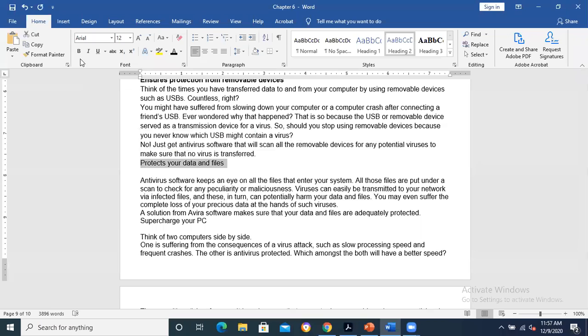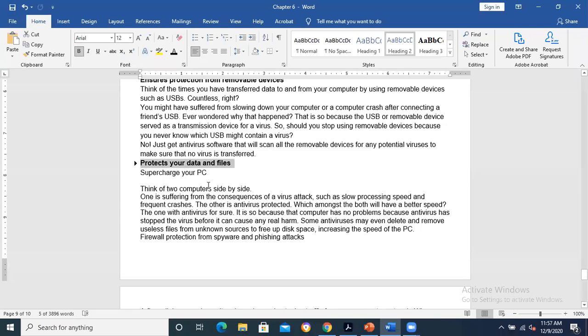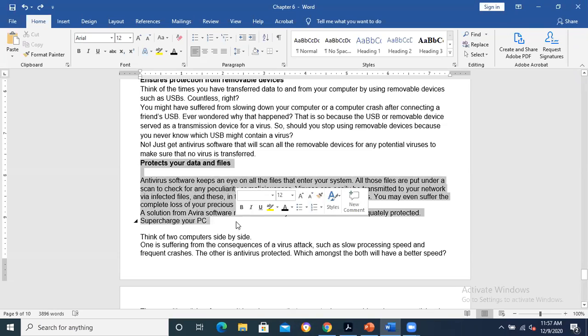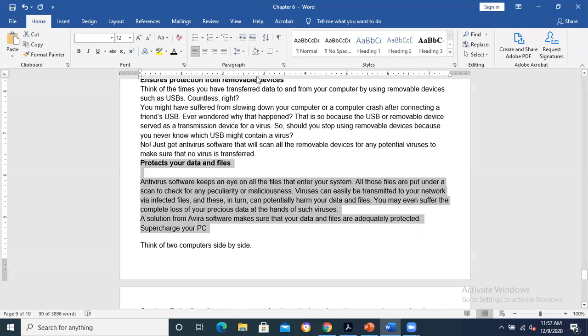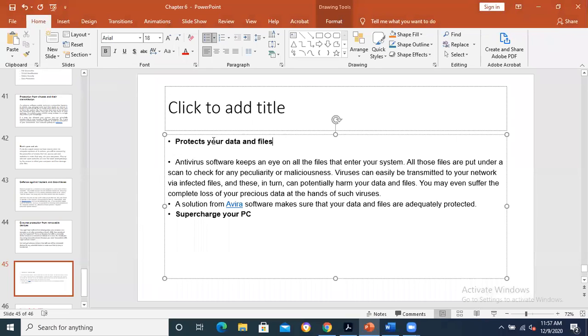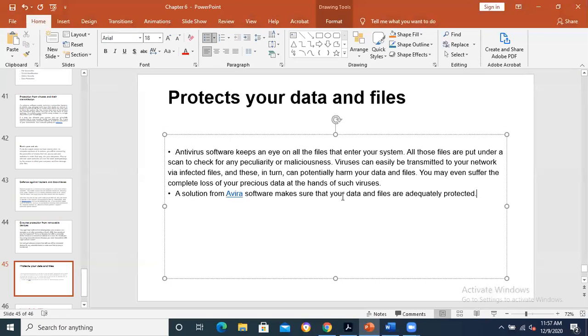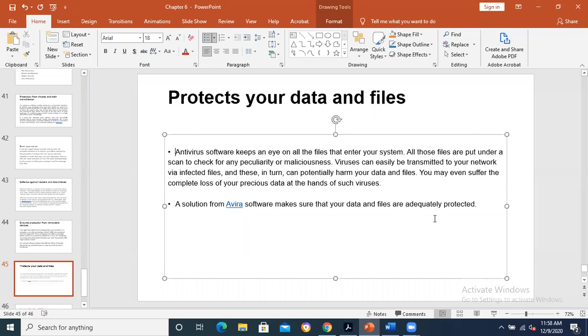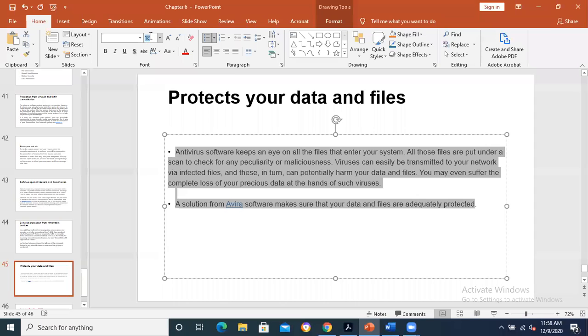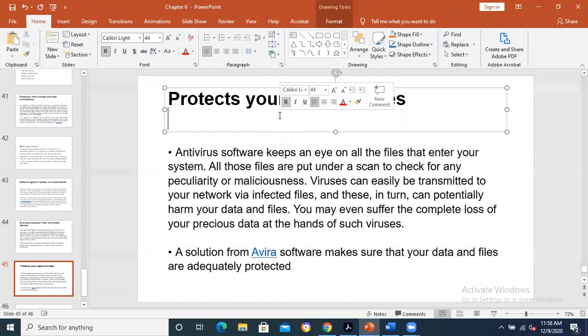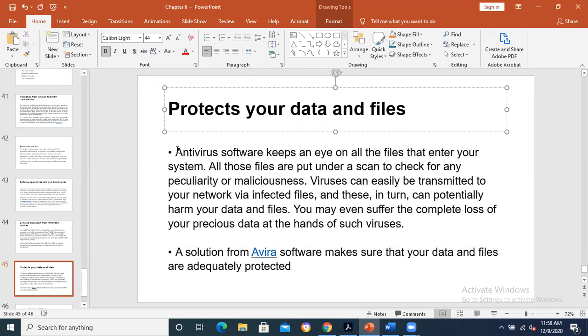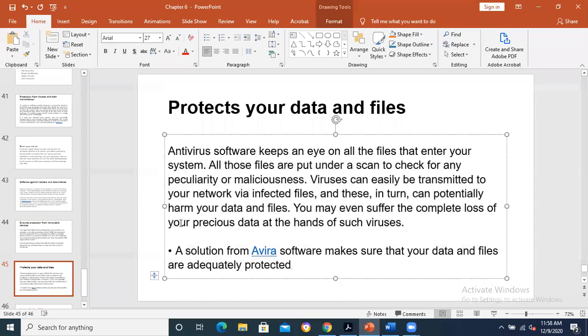Okay, then if we see over here, it protects your data and files. This is a very important job of the antivirus, that it is going to protect your computer system and your important data files. Your files and data will be secured by your antivirus. A good antivirus has this feature. If you are using a paid version of an antivirus, which is an updated antivirus, of course all these features will be available in the antivirus that you are using.